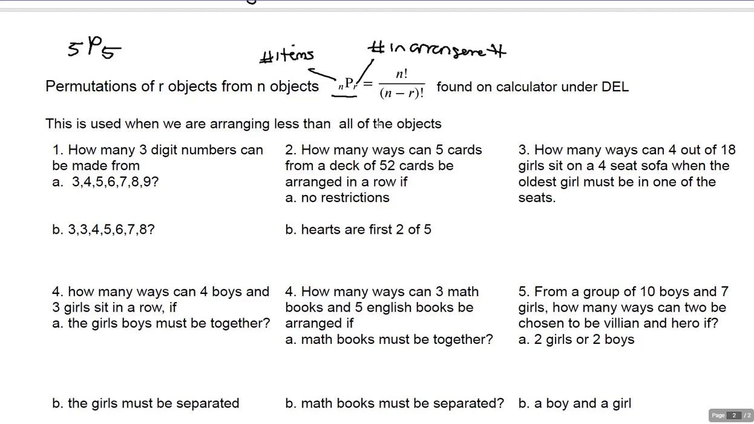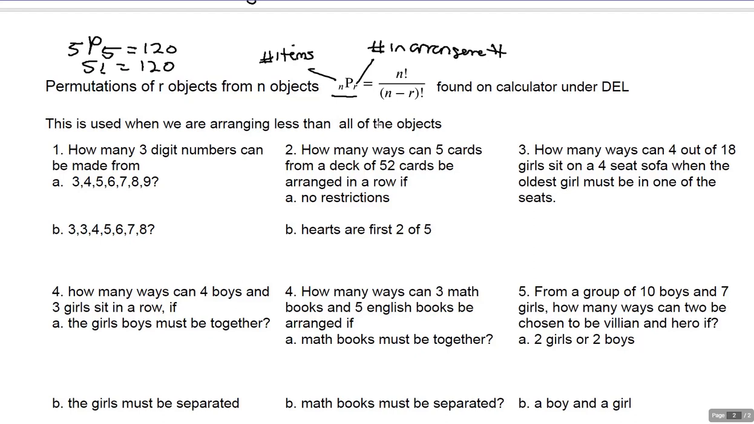Push 5, then shift, and then NPR, and then 5. What do you get? 120. You get 120, right? Now, do 5 factorial. What's 5 factorial equal to? 120, right? Okay. Now, again, I want you to think about it.